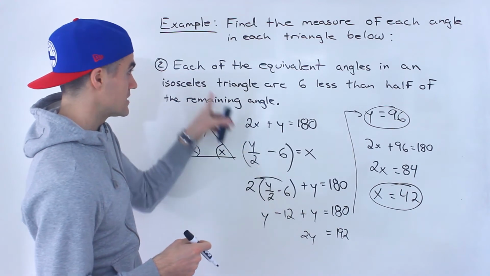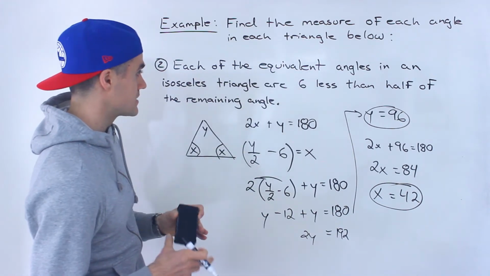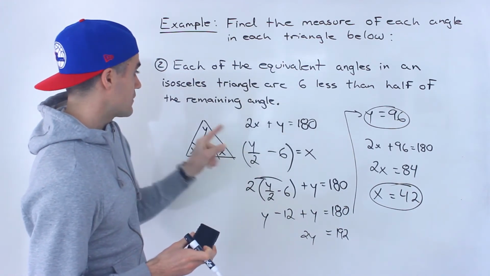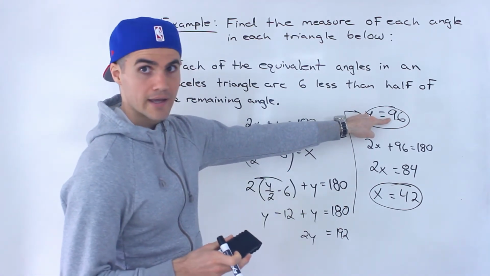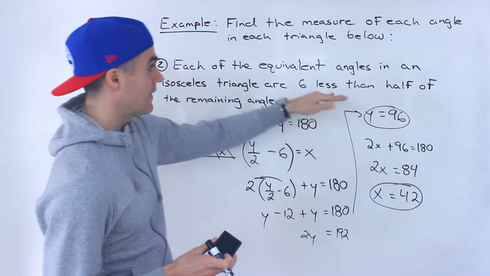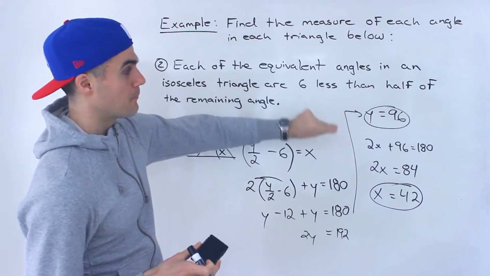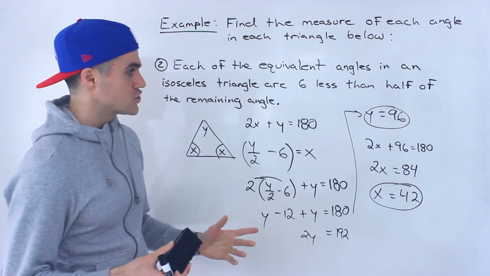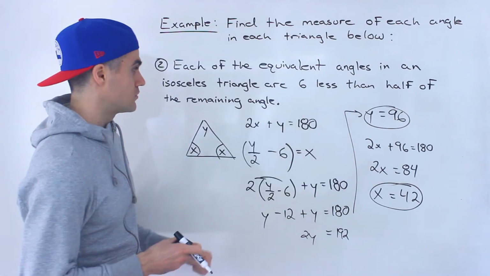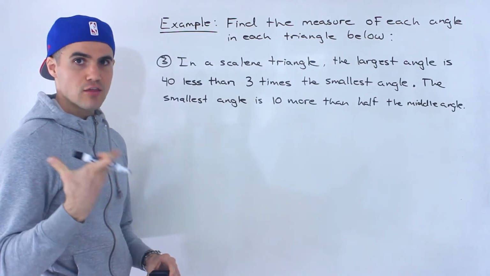And then if we check the sentence, if we take the remaining angle divided by 2, 96 divided by 2 is 48. And then subtract 6 from that, 48 minus 6 gives us 42. So everything checks out, so those are the two solutions. And then finally, the third scenario.